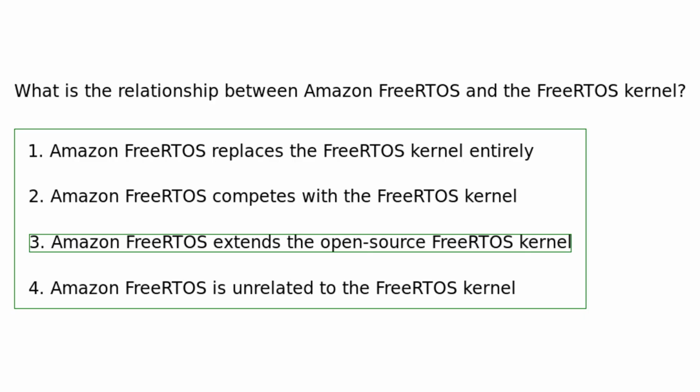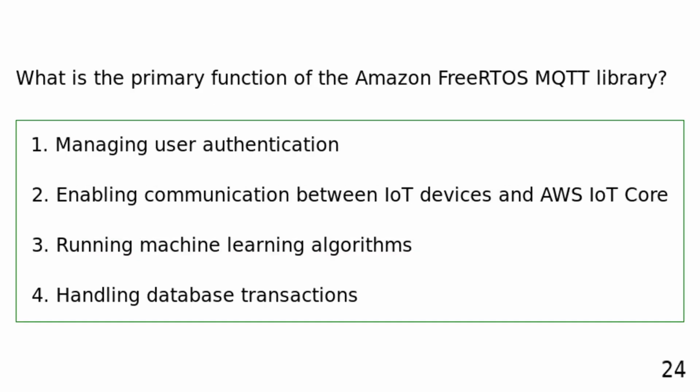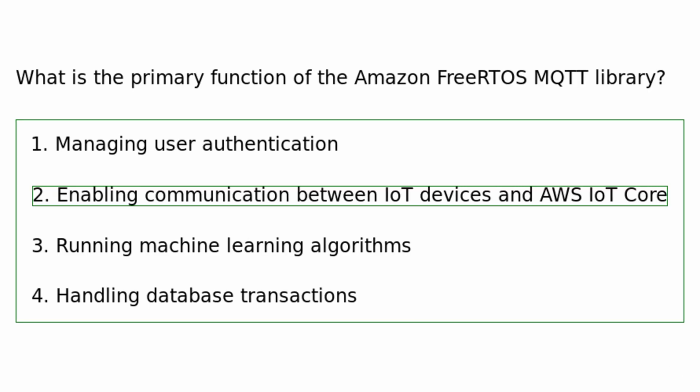specific to AWS. What is the primary function of the Amazon FreeRTOS MQTT library? Managing user authentication. Enabling communication between IoT devices and AWS IoT Core. Running machine learning algorithms. Handling database transactions. The MQTT library in Amazon FreeRTOS enables IoT devices to communicate with AWS IoT Core.